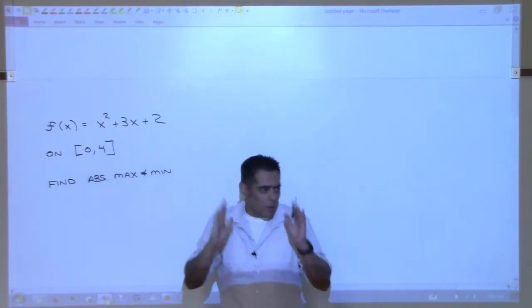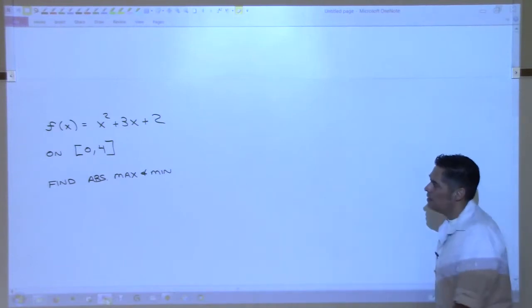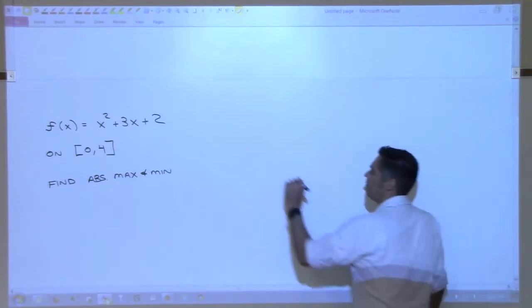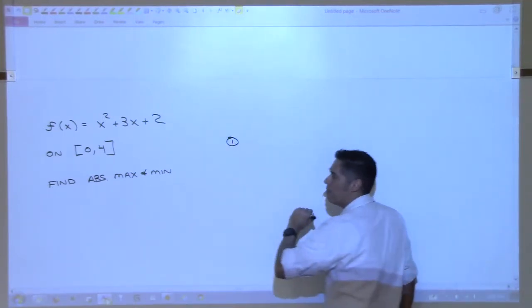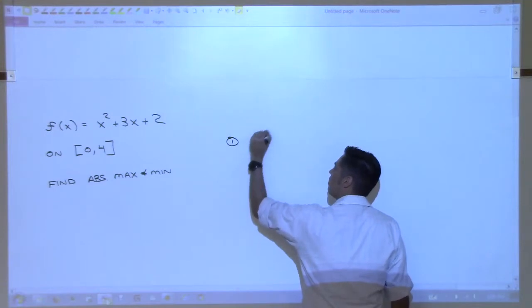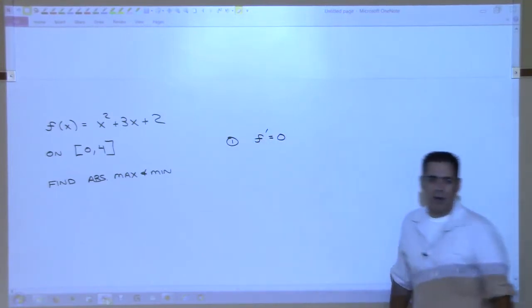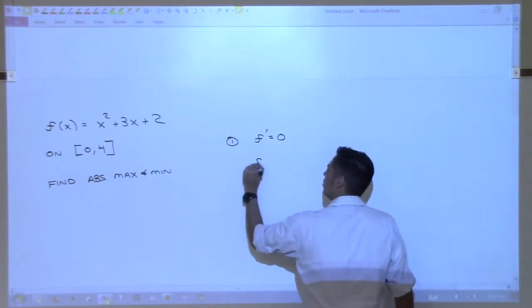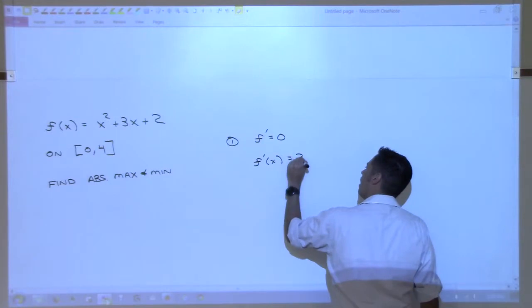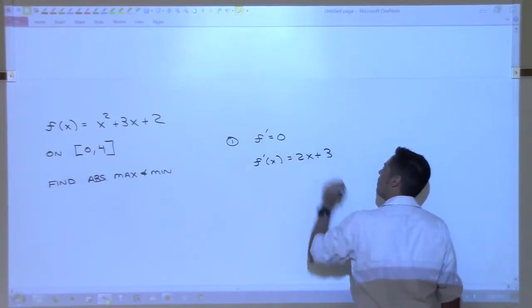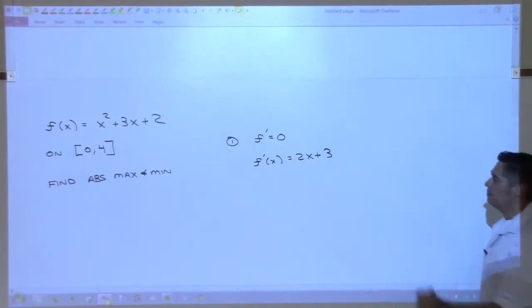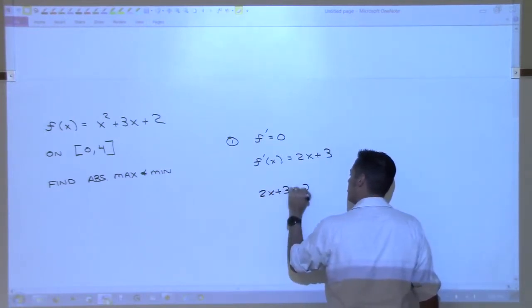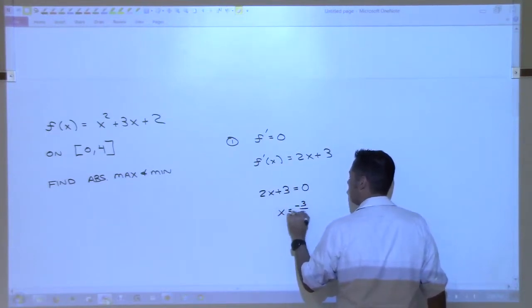So we're only looking between 0 and 4. We'll graph it in a second. And we want to know where the absolute maximum is, right? So first step is to find the critical numbers. What I need to do is take the derivative and set it equal to 0. So let's take the derivative. What's the derivative of that function? 2x plus 3, right? And now I'm going to set that equal to 0. So I take 2x plus 3, set it equal to 0, solve for x, we get negative 3/2.